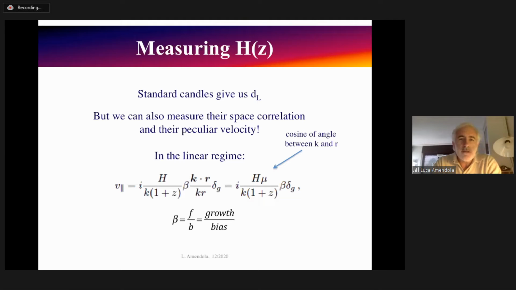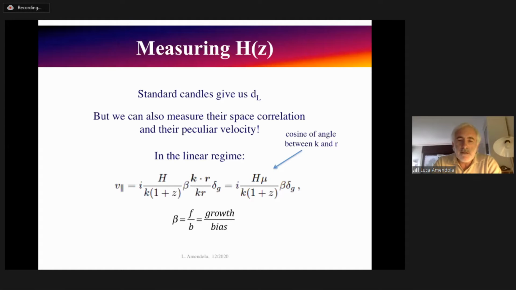All right, so what's the idea? It's very simple. We do not measure only luminosity distance when we have standard candles. We can also measure the spatial correlation and the peculiar velocity. Now, in the linear regime, the peculiar velocity v and the density contrast delta are related by this simple expression that you can see written down here, which means if you measure both peculiar velocity and density contrast, then you can measure a combination of H and beta, where beta is the usual expression, which is the growth of linear fluctuations divided by bias.